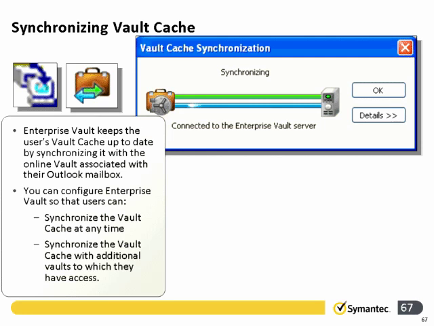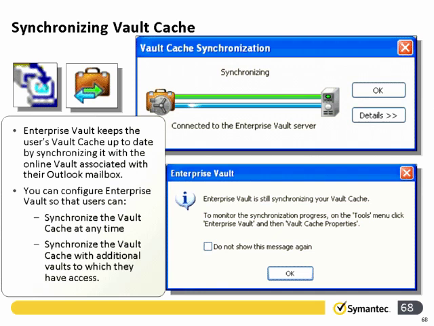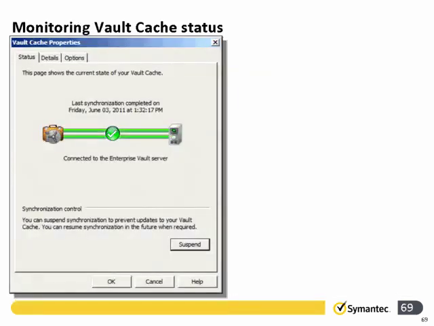Now, if you click on Synchronize the Vault Cache, either through the Outlook 2007 icon, which is on the left, or the Outlook 2010 icon, which is on the right, you'll get a pop-up dialog box that says that Enterprise Vault is still synchronizing your Vault Cache, and if you would like to keep track of that progress, you can go into the tools and look at the Vault Cache properties to see that. So let's go and look at the Vault Cache properties, which will come up when you click on the details. Here you can see the status tab of the Vault Cache properties, and it will tell you the status of your last synchronization.